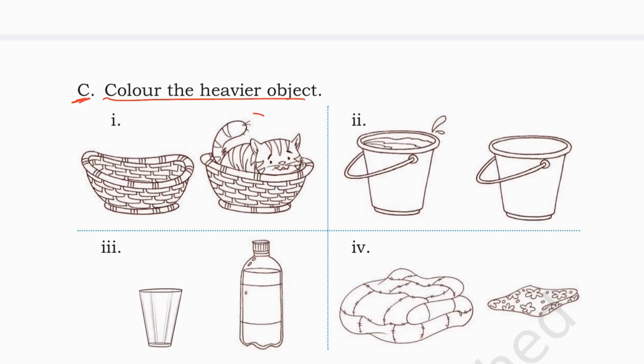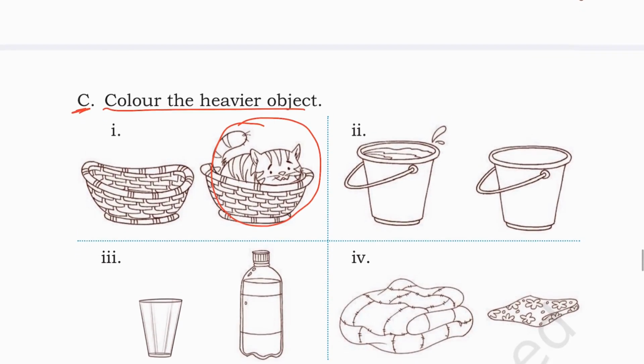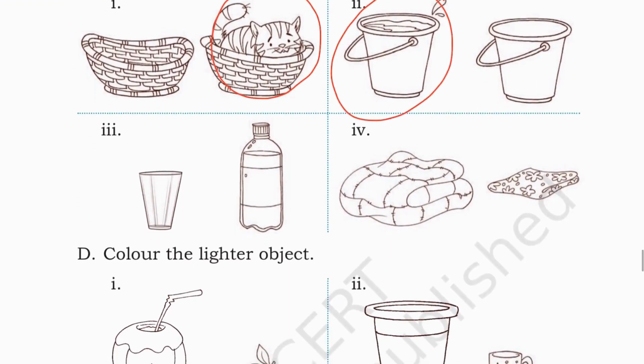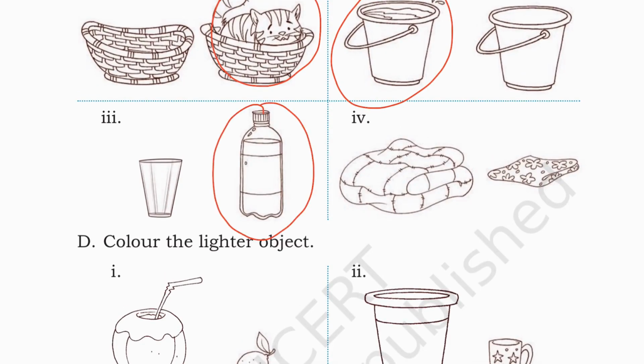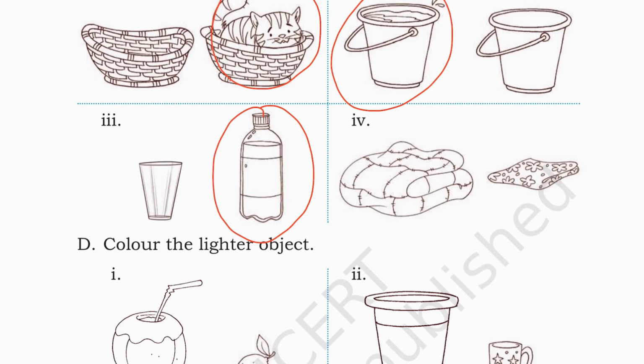Color the heavier object. This bucket is the heavier object. You can color it. This bottle is the heavier object, you can color it.